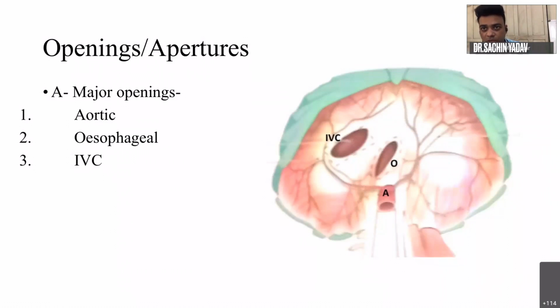Then just below and to the left, you can see the esophageal opening, denoted by the letter O. It transmits the thoracic part of the esophagus to the abdominal cavity. Along with that, it also carries the right and left, or anterior (ventral) and dorsal, trunks of the vagus nerve.